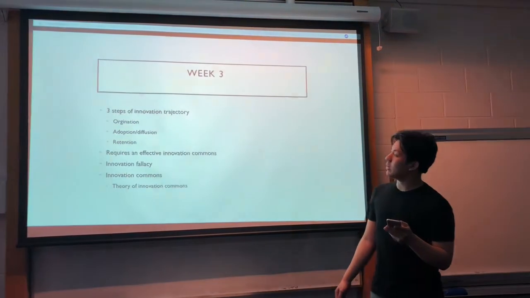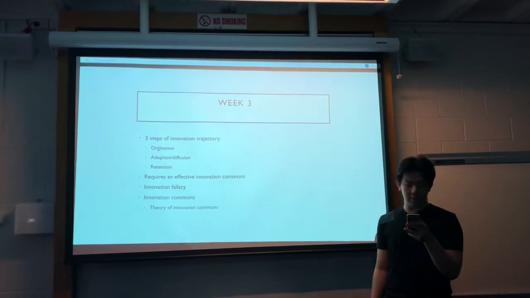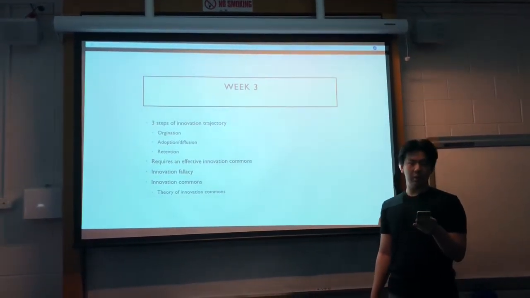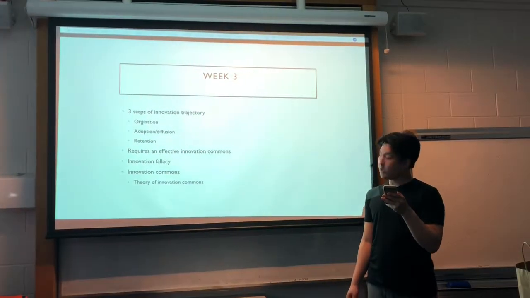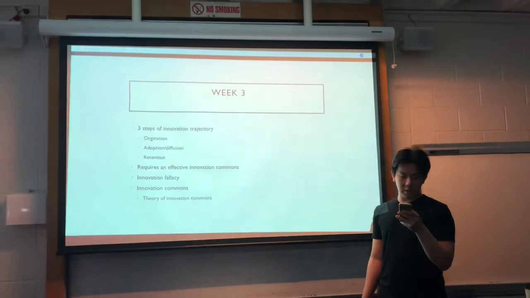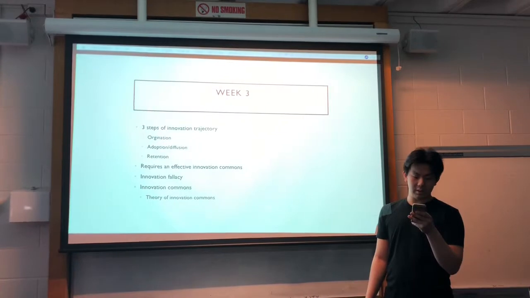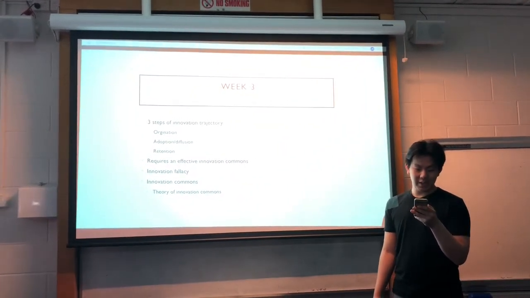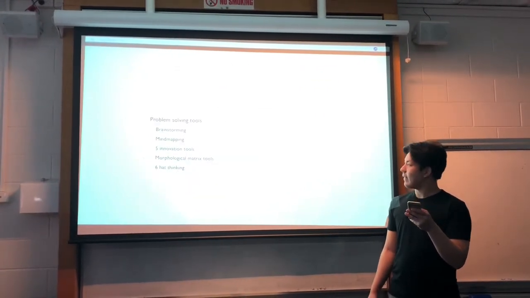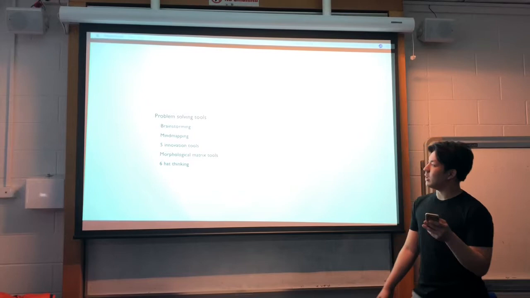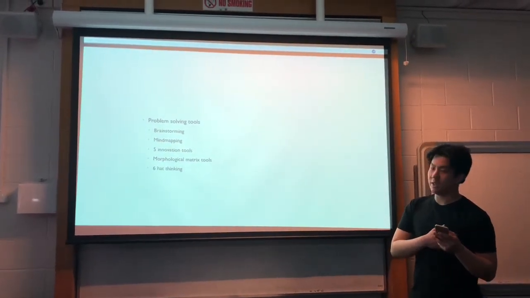In week 3, we learned about the 3 steps of innovation fallacy. Is the innovation problem solved once you've solved this problem? We need to invest in developing a new technology. Innovation commons: people come together to make rules about sharing and creation of innovation resources. Institutional solutions to the innovation problem economize on transaction cost, not production cost. There are problem-solving tools such as brainstorming, mind mapping, 5 innovation tools, morphological matrix tools, and 6-hat thinking.